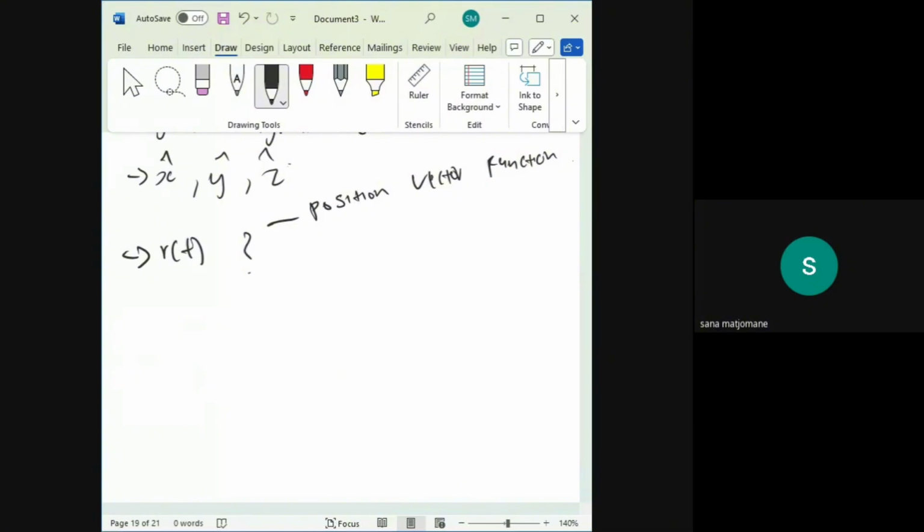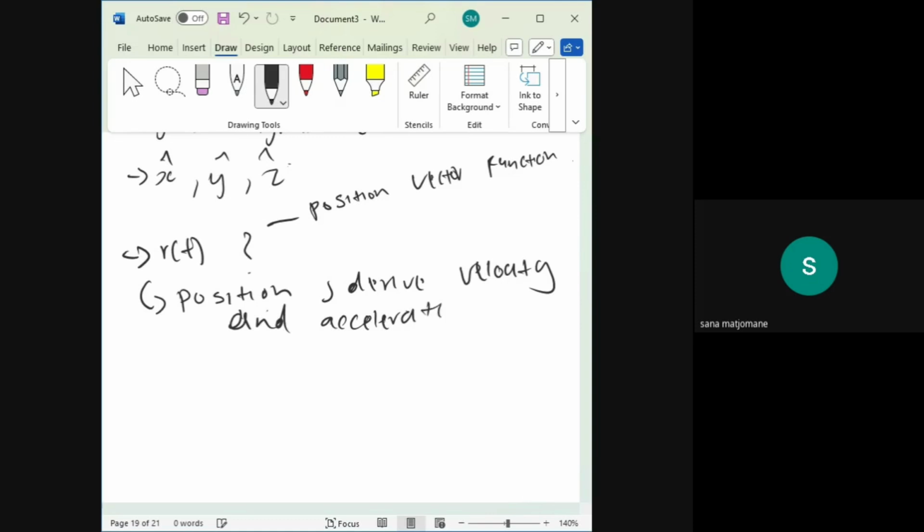When you know your position vector function, you know everything about kinematics. Why? Because from this, you can find the position of an object at any time. So therefore, from the position, you can derive the velocity of the particle, then you can derive the acceleration. So overall, guys, from the position vector function you get the position, and from that you can derive velocity and acceleration.